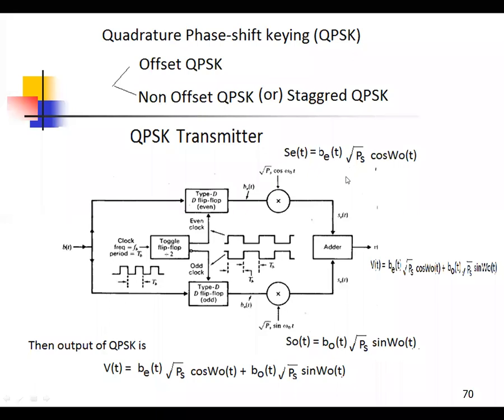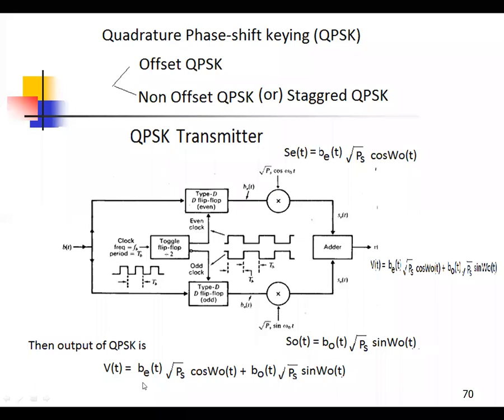Now SE of t is one BPSK, and S naught of t is another BPSK. SE of t has two phases, and S naught of t also has two phases. Adding these two phases and these two phases, the output is E of t. This is the QPSK output. So 2 phases plus 2 phases gives 4 phases. That's why it is QPSK, quadrature phase shift keying.